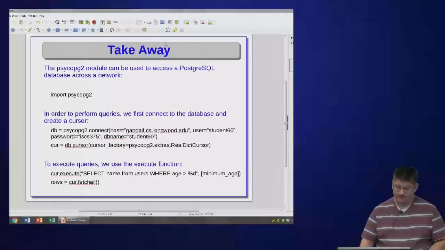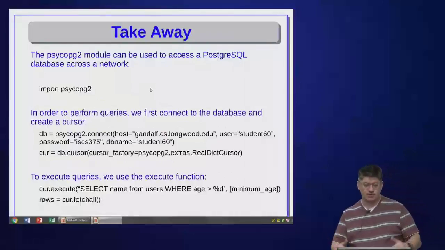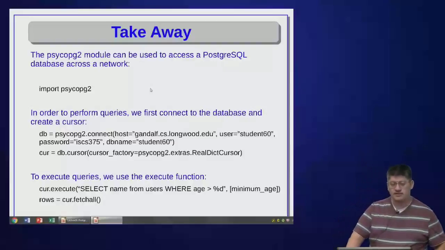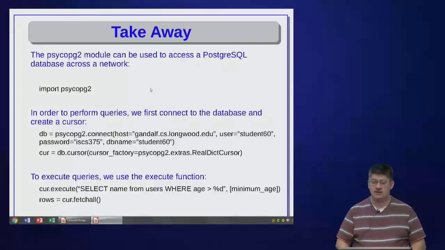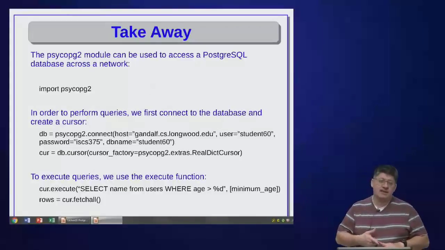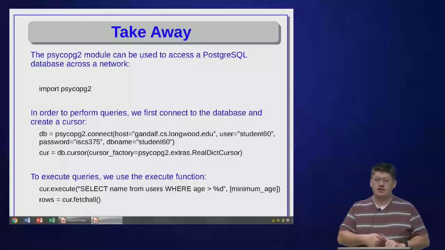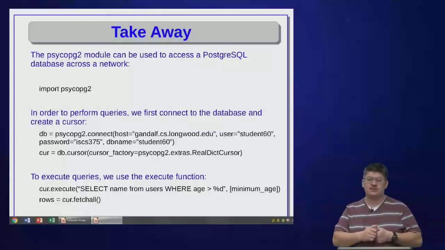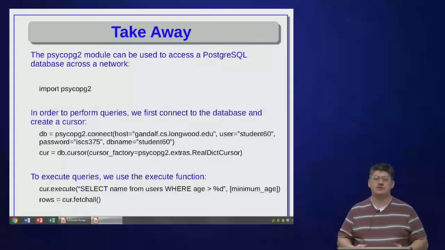So in summary, you can use the psycopg2 module to access Postgres across the network from your Python scripts. If you want to perform queries, you have to first connect to the database. Connecting to the database is a little bit more complicated. You have to specify a host name, a username, a password, and a database name most of the time. You also have to create a cursor. A good way to create a cursor is to use the RealDictCursor option, which will allow you to access the fields of your rows as dictionaries instead of tuples.